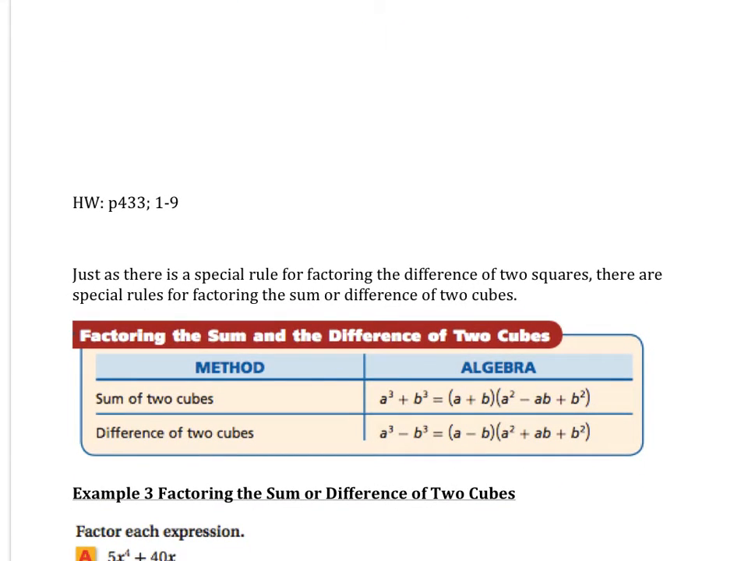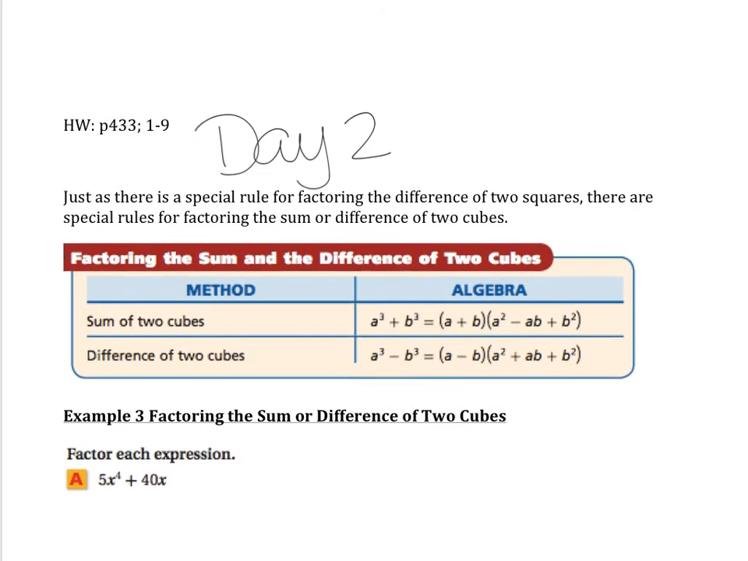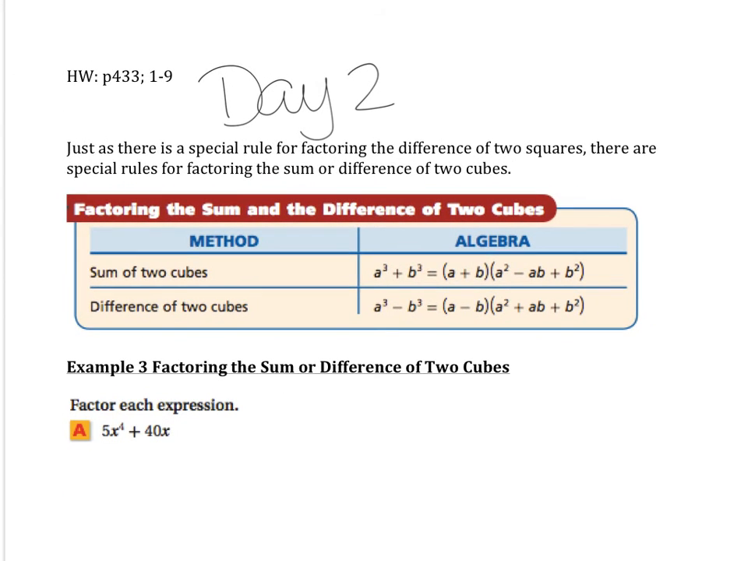In day 2, we're going to continue with our factoring. This time we're going to look at the sum and difference of two cubes.